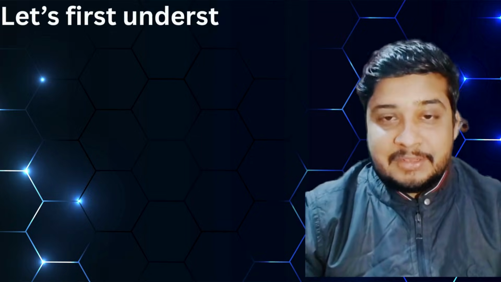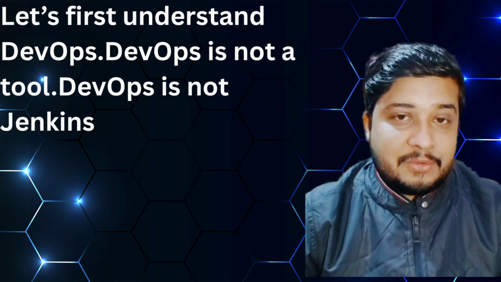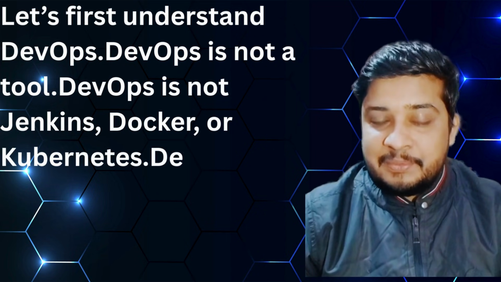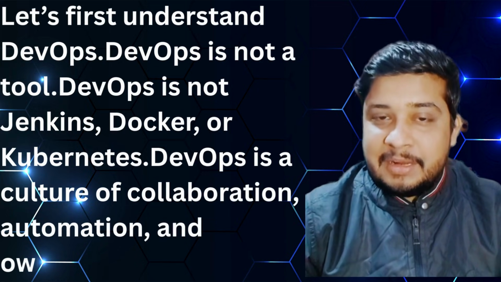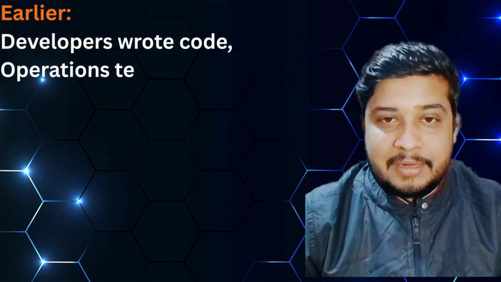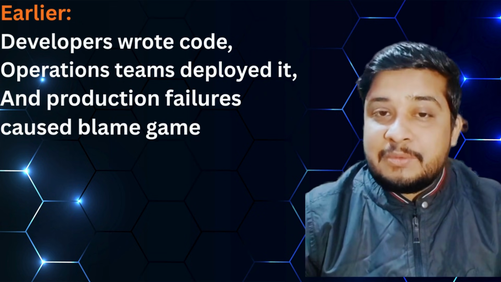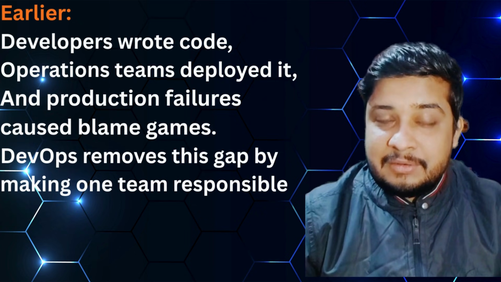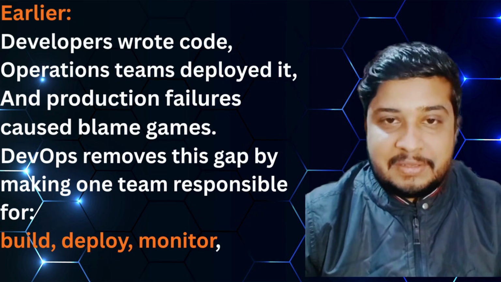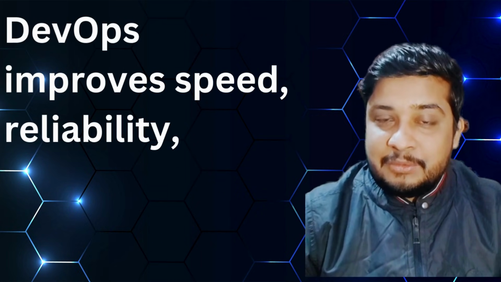So let's first understand DevOps, right? DevOps is not a tool, DevOps is not Jenkins, Docker or Kubernetes. DevOps is a culture of collaboration, automation and ownership, right? Earlier the developer wrote code and the operations team deployed it, and production failure caused real blame games. So DevOps removes this gap by making one team responsible for build, deploy, monitor and fix. DevOps improves speed, reliability and recovery through automation.